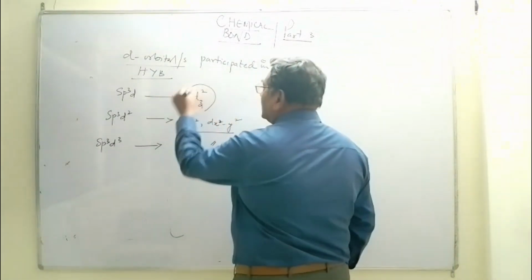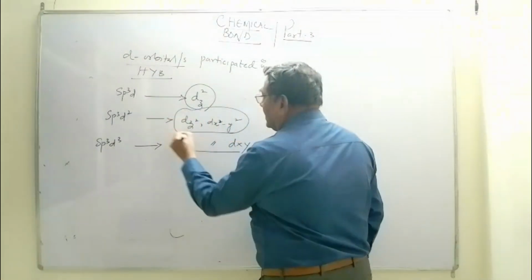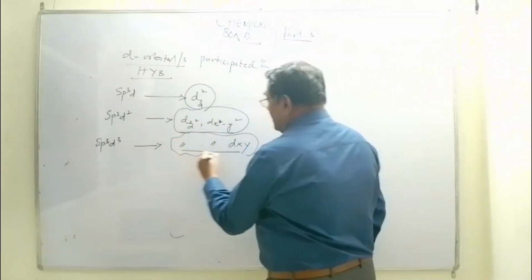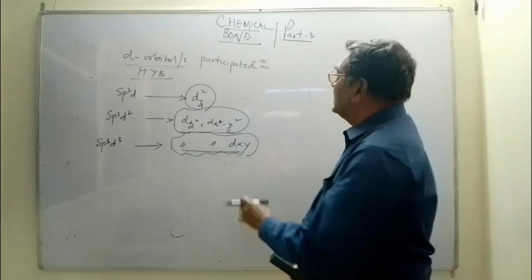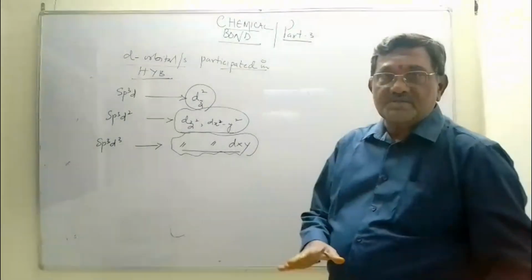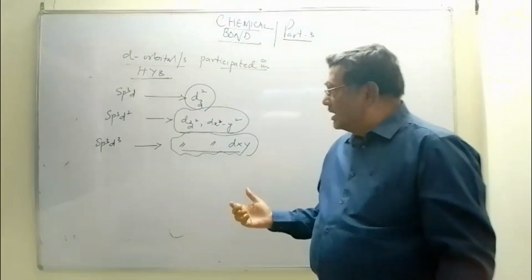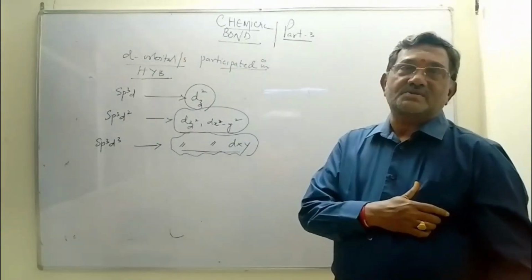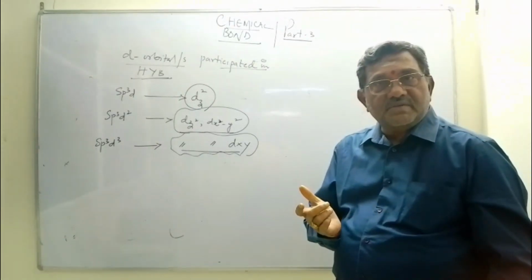The d orbital which participates in the hybridization is one of the possible questions, and it has been given so many times in many kinds of examinations. Right? And with this, we'll go for shape also, geometry as well as shape.